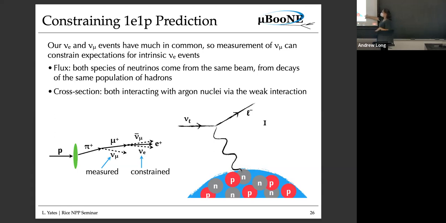On the cross-section side, in a sense, it's even simpler. As long as you believe in lepton universality, more or less, we can measure what's going on with the muons, and we expect the same thing to happen for the electrons. It's a neutrino interacting via the weak interaction with an argon nucleus. So, for example, the FSI systematics are super well constrained by this.